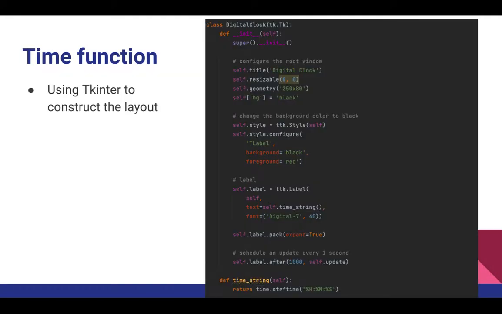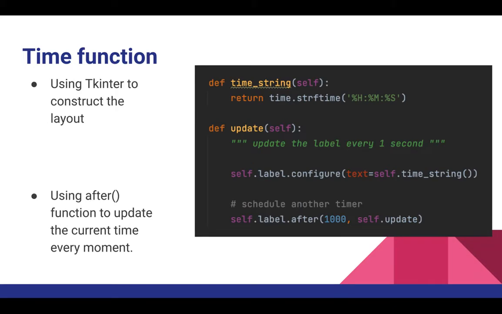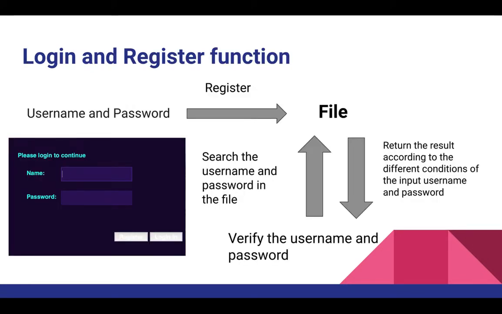And as for the time function, I will introduce how it works. We first use tkinter to construct the layout, and then we use the after function to update the current time every moment, so that we can achieve an effect like a clock. And as for the login and register function, I will show you how it works.